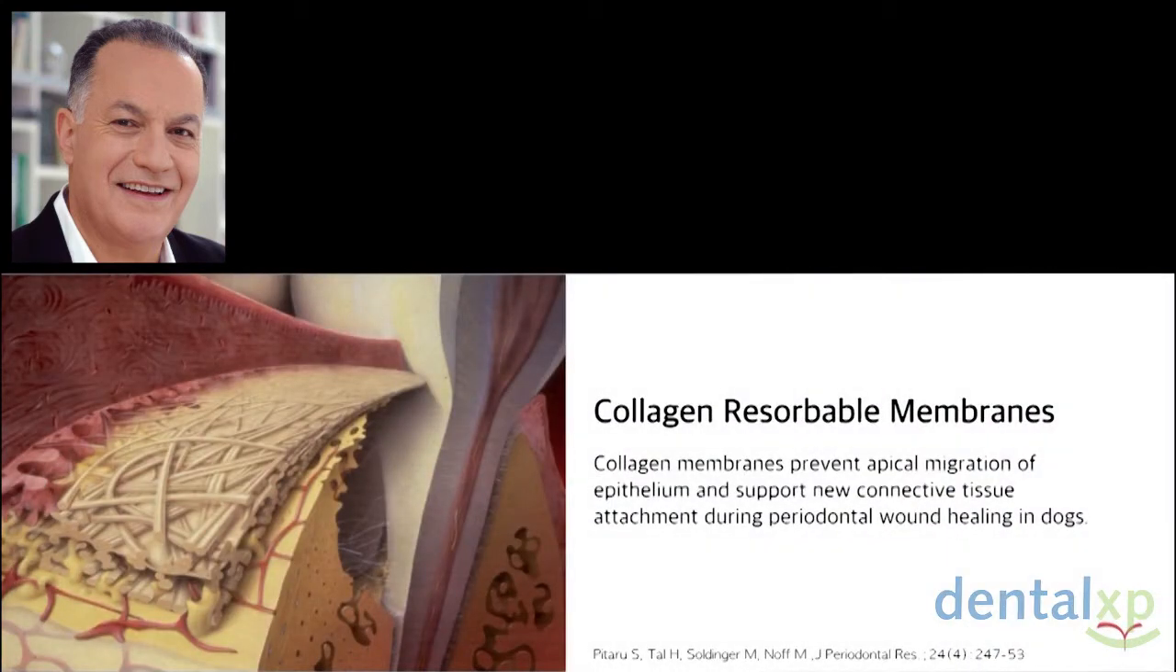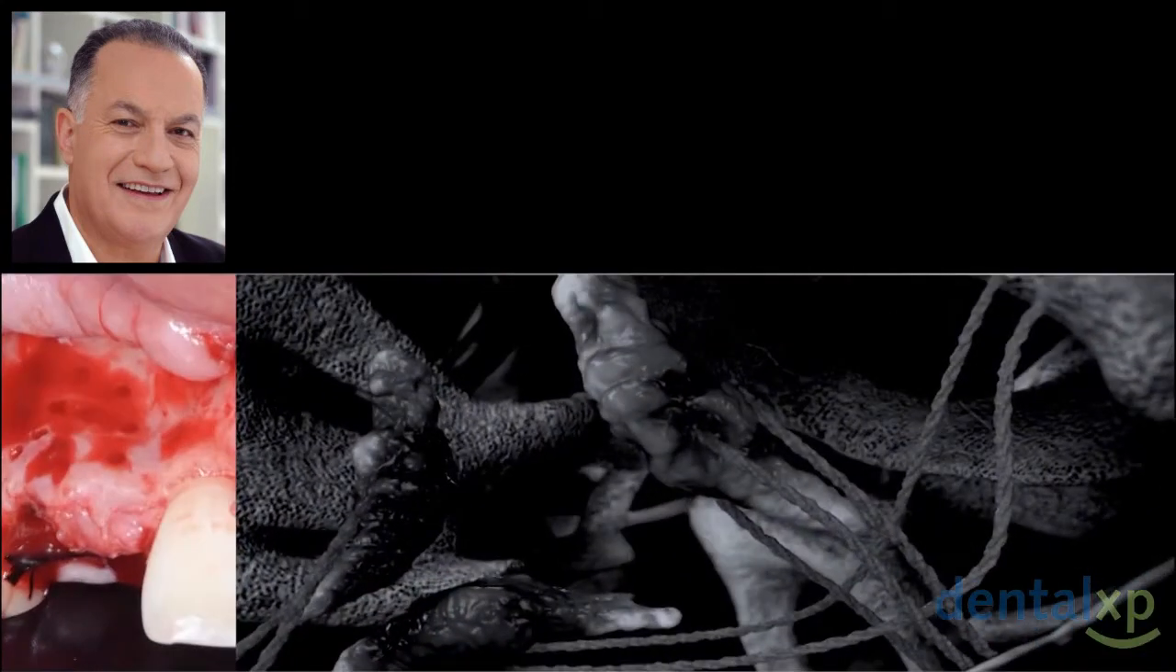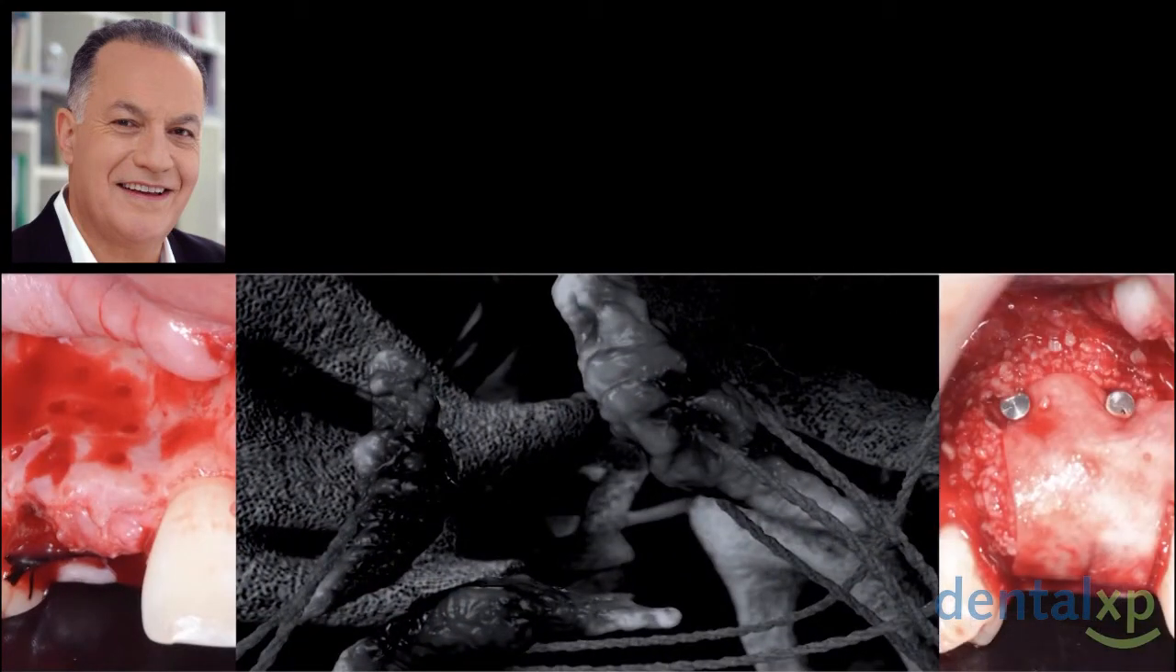This year, the collagen membrane, the resorbable membrane, came to the market. And it was good because we were able to place a membrane and not worry too much about any complication like infection, even though we had some exposure. The complication was very minor. And we have to thank Dr. Pitaru and Dr. Heimthal at those times for having developed this membrane.